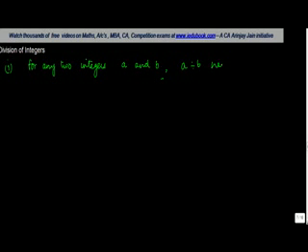Let's see certain properties of division of integers. The first property says that for any two integers a and b, a divided by b need not necessarily be an integer.